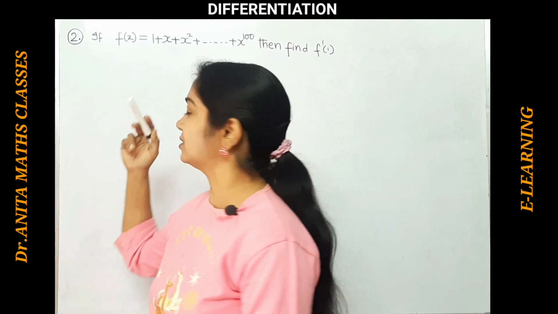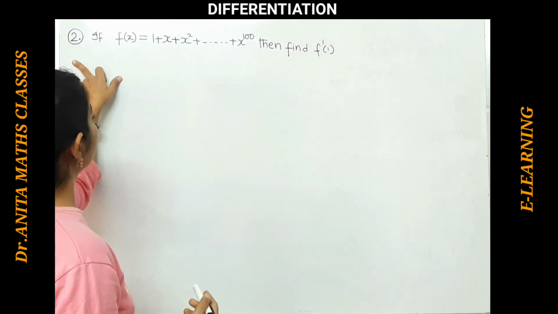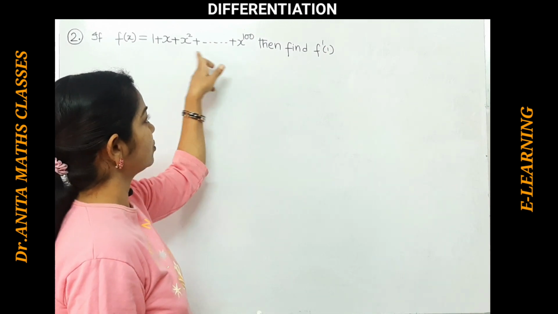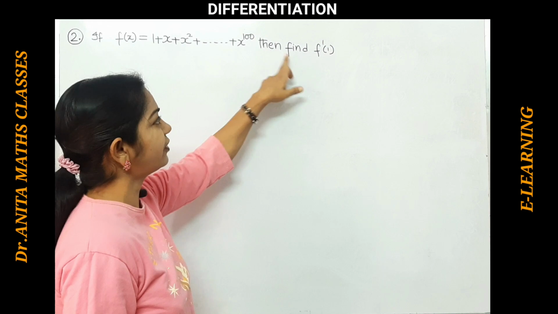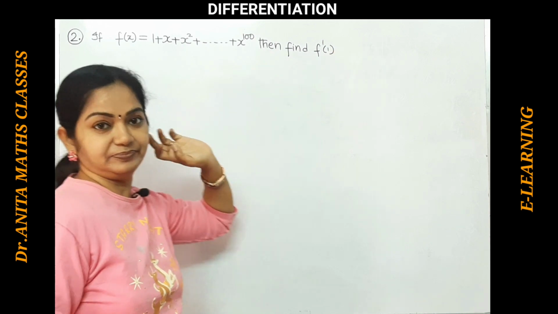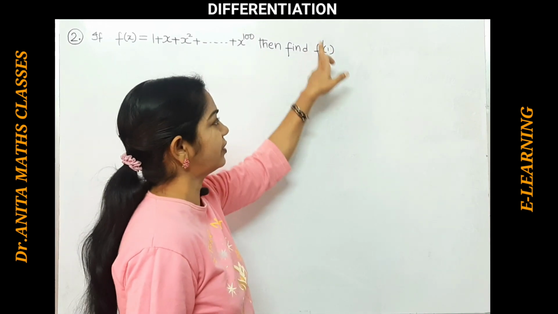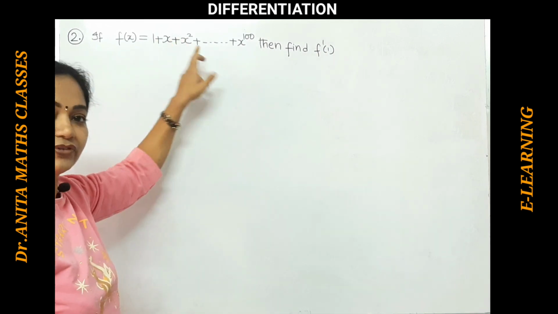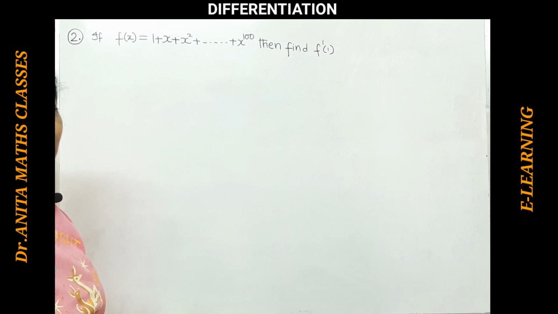I have noted down the second part here. If f of x is equal to 1 plus x square plus so on plus x to the power of 100, then find f dash of 1. Here it is asked f dash of 1, the differentiation at 1. The function f of x is given. First we will differentiate with respect to x.